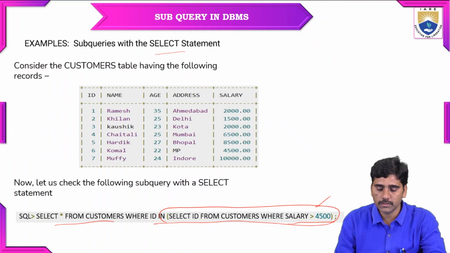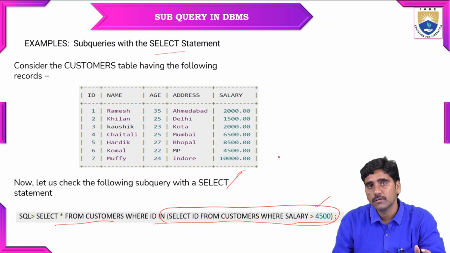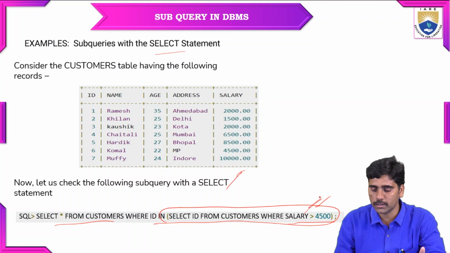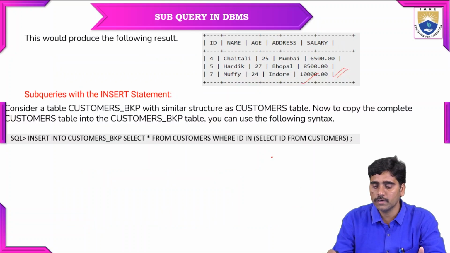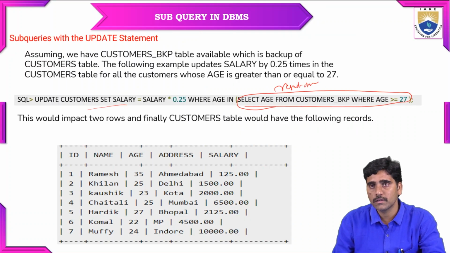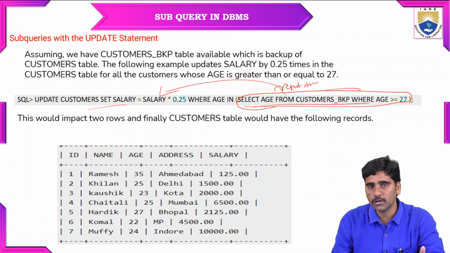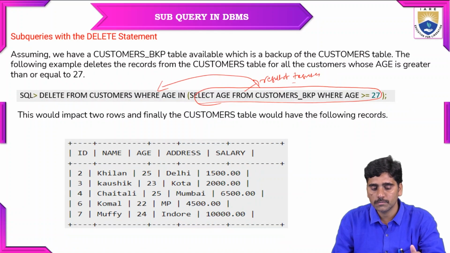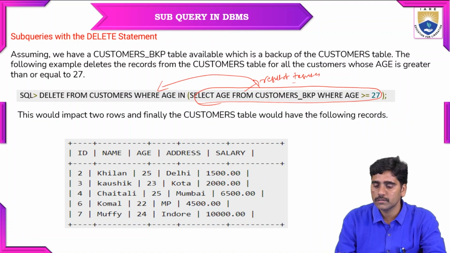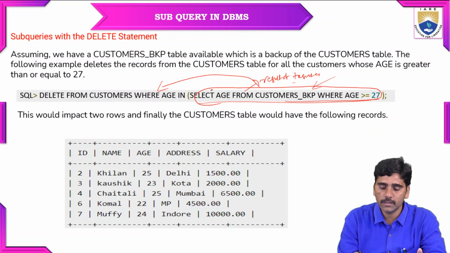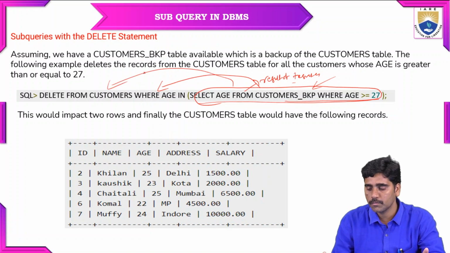Here are some more examples. A subquery with the select statement displays the values of those having greater than 45,000. Then a subquery with the insert statement, and a subquery with the update statement, where the result of the subquery will automatically update the columns. And similarly, subqueries with the delete statement: the result of the subquery is deleted for the main query.